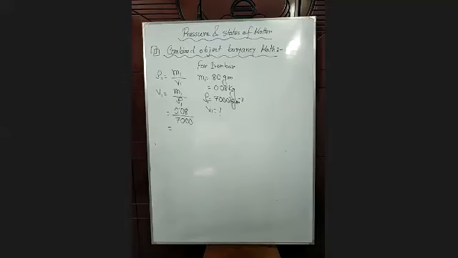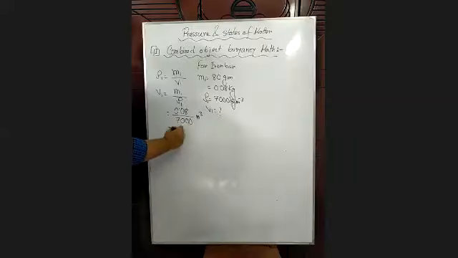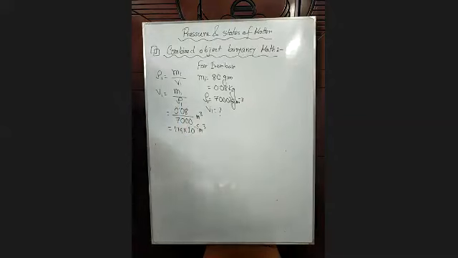0.08 divided by 7,000. Sir, 1.14 into 10 to the power minus 5. 1.14 into 10 to the power minus 5 meter cube. So this is the volume for the iron bar. We have got the volume for the iron bar.